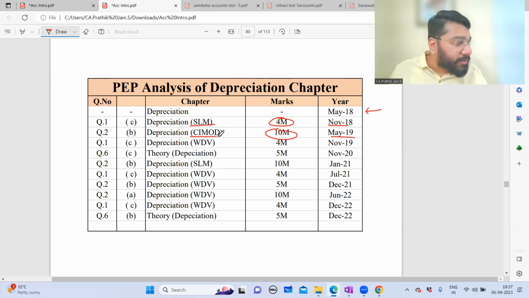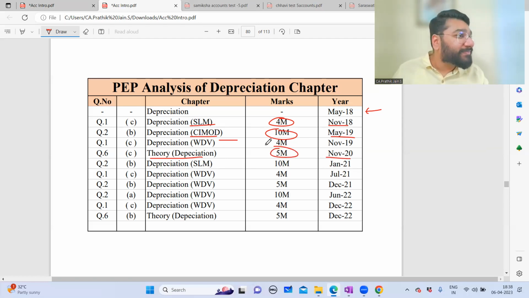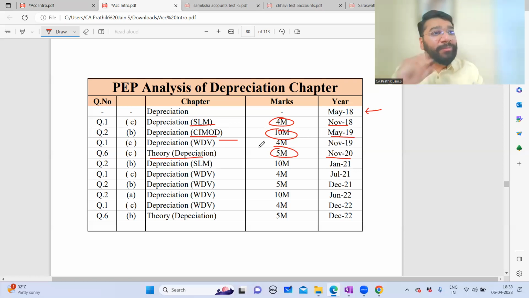It's a new topic, new concept. WDV, then theory, direct theory question. In one attempt, that is in November 20, for 5 marks, they only asked the direct theory question, no practical question. So you study nicely all the practical questions and go. And when you look at the question paper, what will you get? Theory. But when your aim is 100, everything you have to study and go.